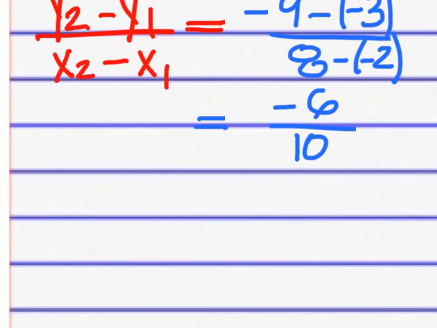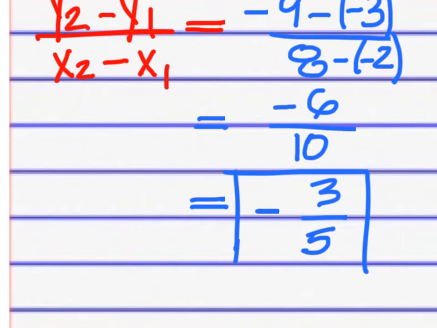Do not leave anything that is unsimplified. Negative 6 over 10 reduces to a negative 3 over 5, because 2 goes into both 6 and 10 evenly. It is the highest number that will do so.